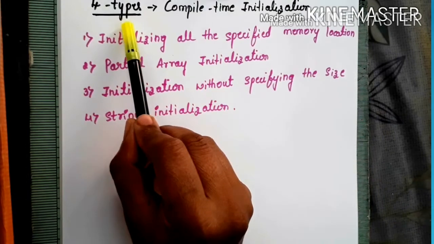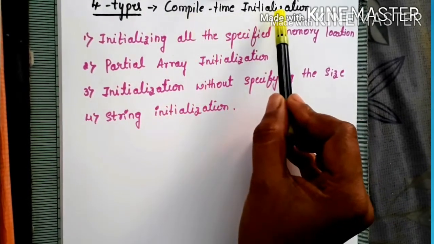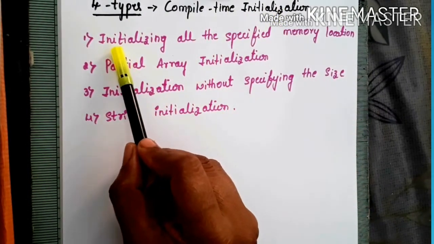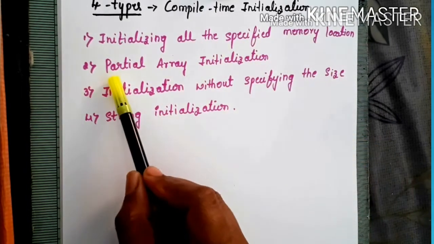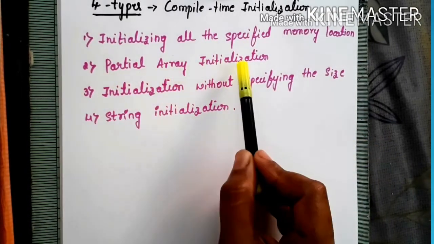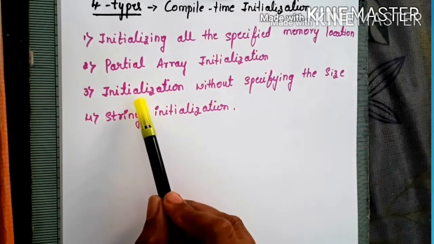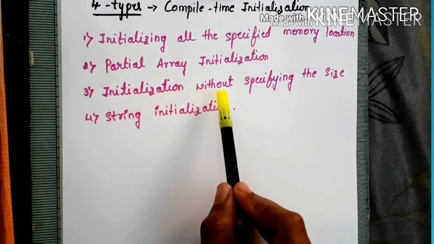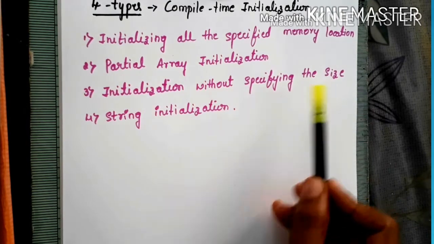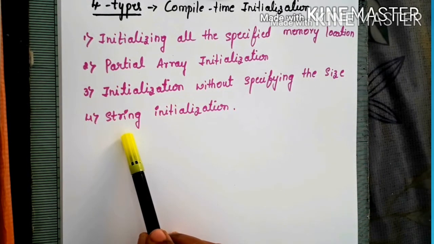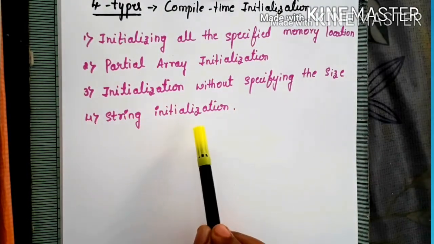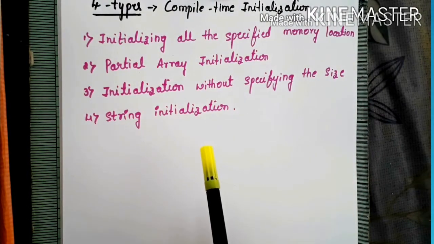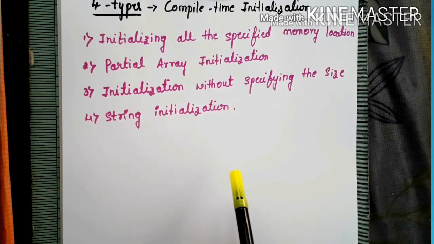There are 4 types of compile time initialization. First one is initializing all the specified memory locations. Second one is partial array initialization. And the third type is initialization without specifying the size. And the fourth type of initialization is string initialization. Next, we will see these different types of initialization one by one.